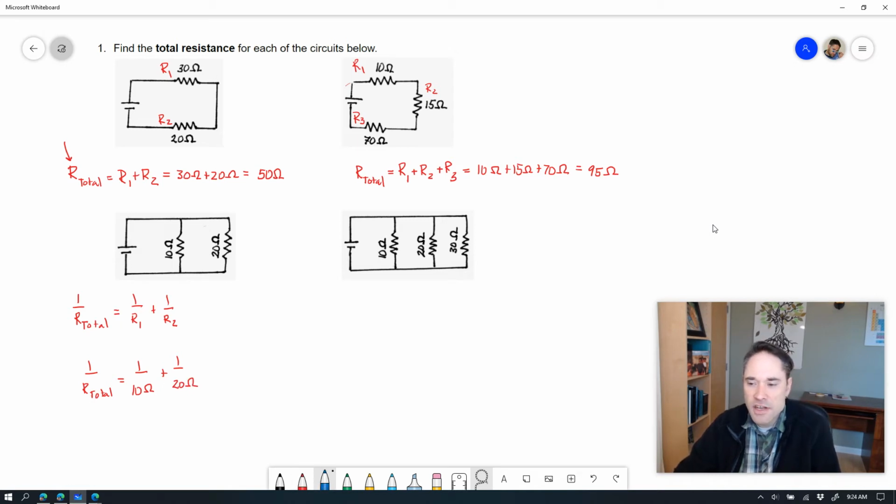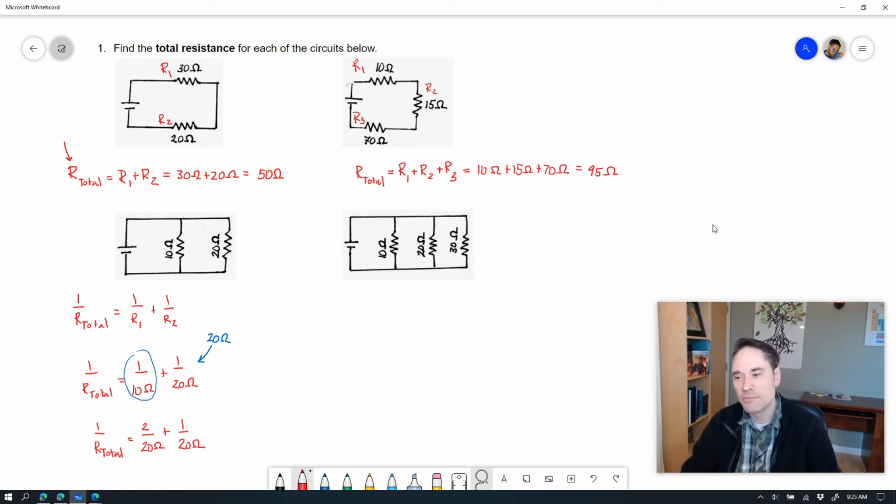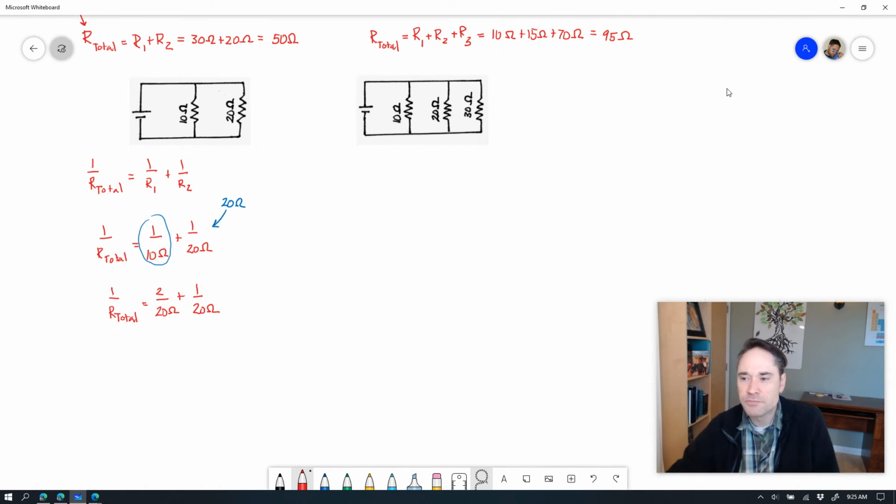And I might look at this and say, well, let's find a common denominator because it's easy to do. And that common denominator is 20 ohms, which means that I have to change this fraction to have it work out for me. So again, 1 over R total is now equal to 2 over 20 ohms plus 1 over 20 ohms. And if I add across the top, we end up with 3. And then the bottom keeps the common denominator of 20 ohms.